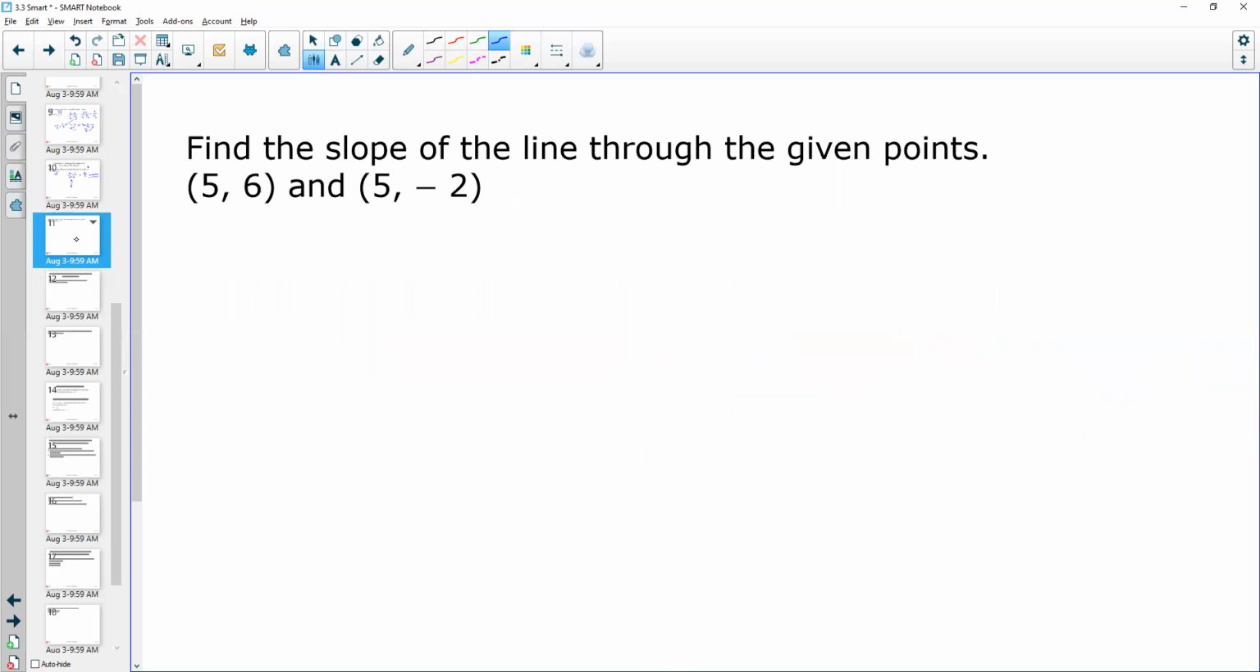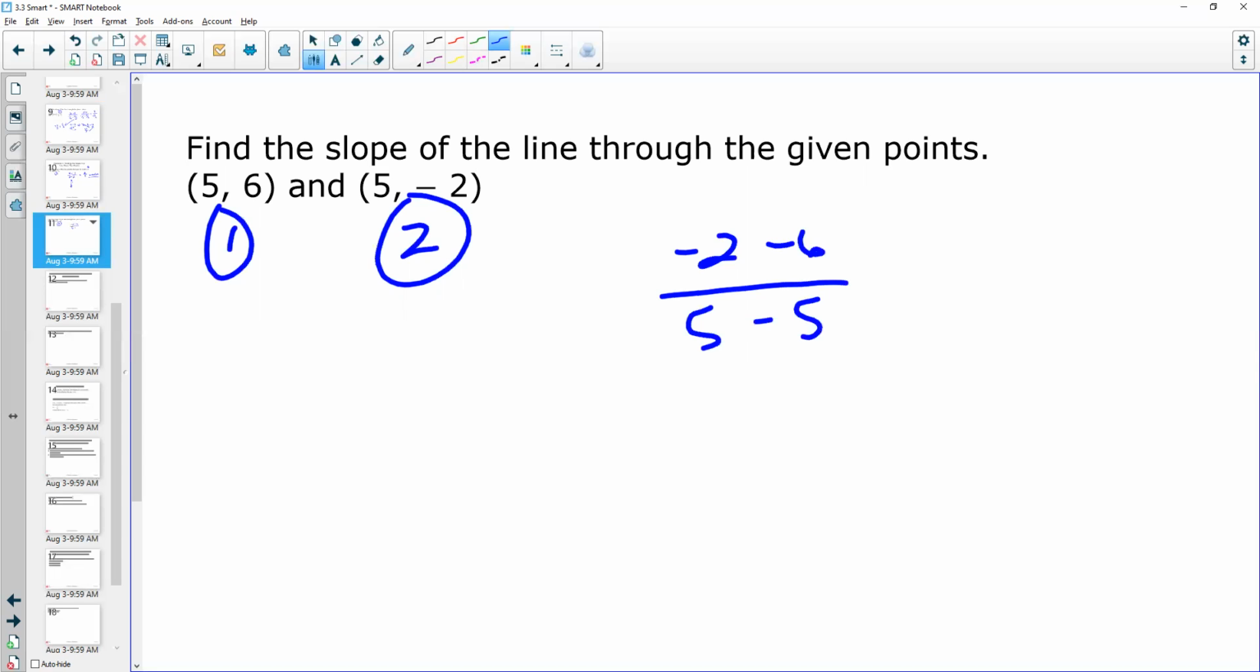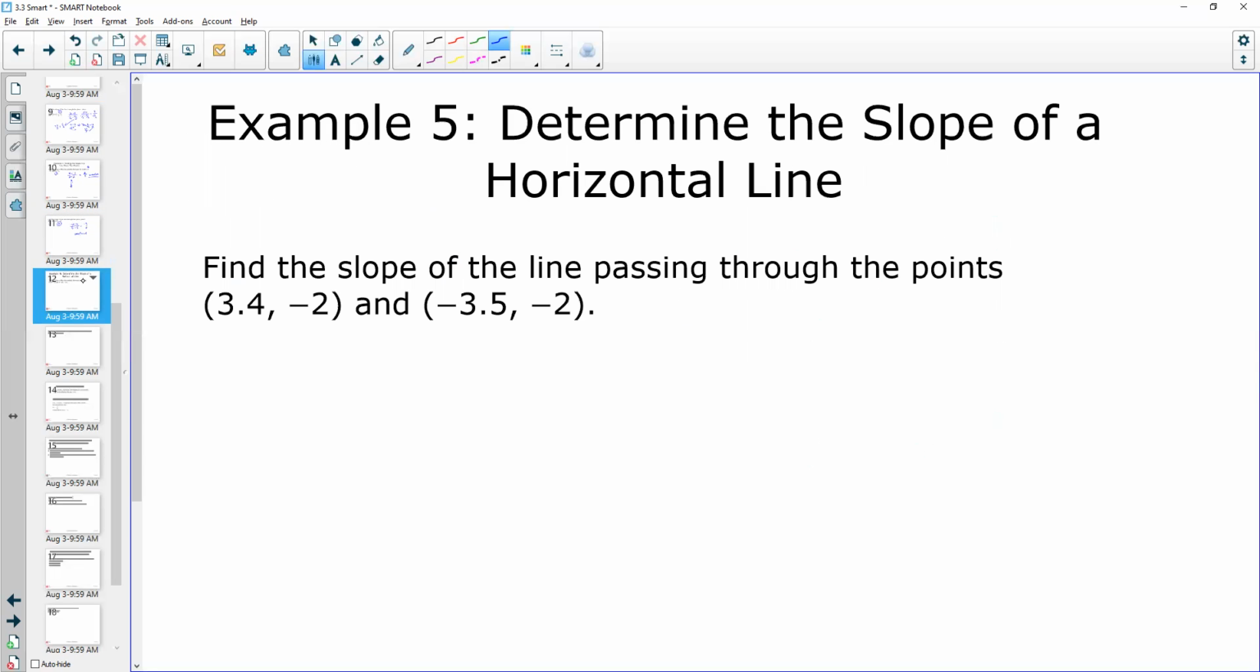Let's try that one. Okay, point 1, point 2. I'm going to have negative 2 minus 6 over 5 minus 5. You know where this is going already. So that's a negative 8 over 0. And you're going to write undefined. Don't write that it has no slope, because that's not right. Write that it's undefined.